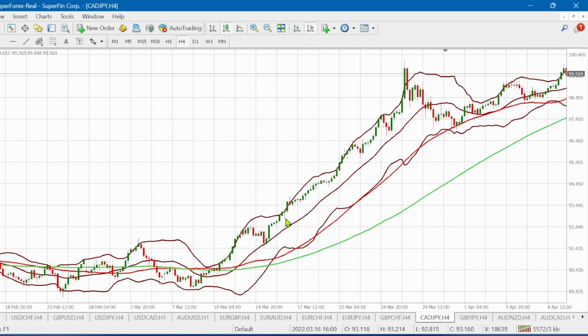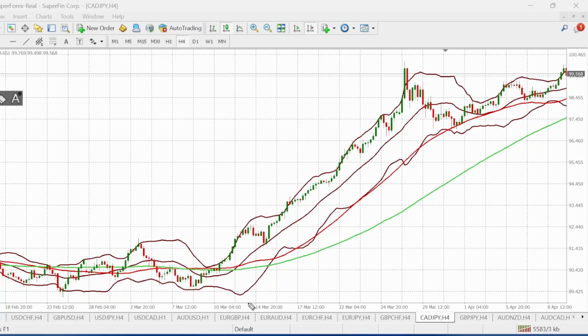Now, to identify an entry point, wait for crossover. Here, this is the crossover here. And as long as the price stays above these two EMAs, this and this, we will still be in the trade.